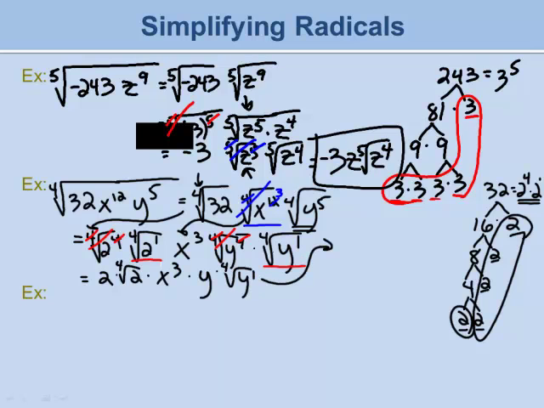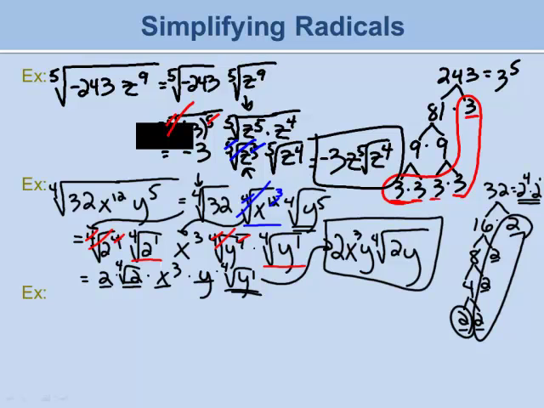And we're going to combine that all together then. Write the factors without radical signs first. So we've got a 2 and an x cubed and a y. So that's 2x cubed y times the 4th root of what's left underneath the root sign, and that would be a 2 times a y, which is the 4th root of 2y for our final answer.